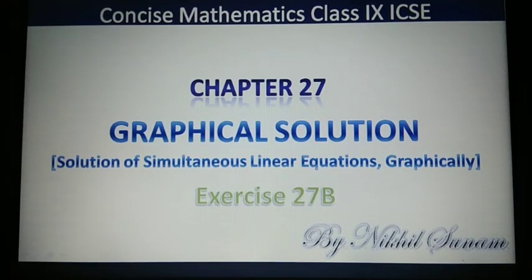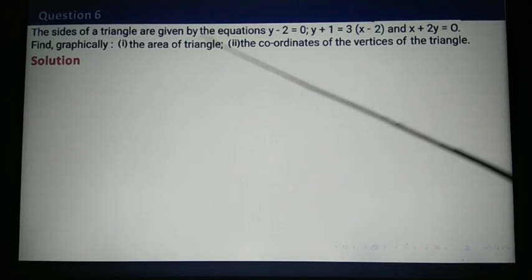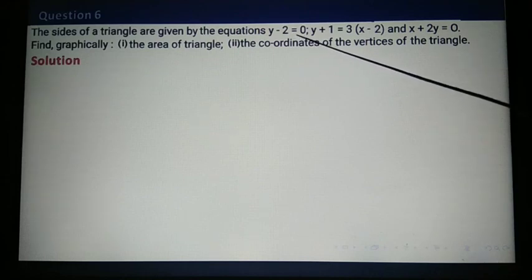Let's continue with exercise 27b. Okay, so the first question says the sides of a triangle are given by the equations. This is one equation, this is another equation, and this is your third equation. Since we have three sides in a triangle, all three sides have been represented by these three equations. Now the question says find graphically, number one, the area of the triangle, number two, the coordinates of the vertices of the triangle. So let's begin.